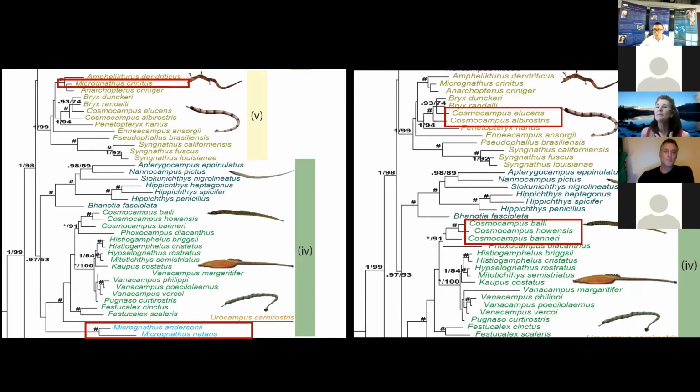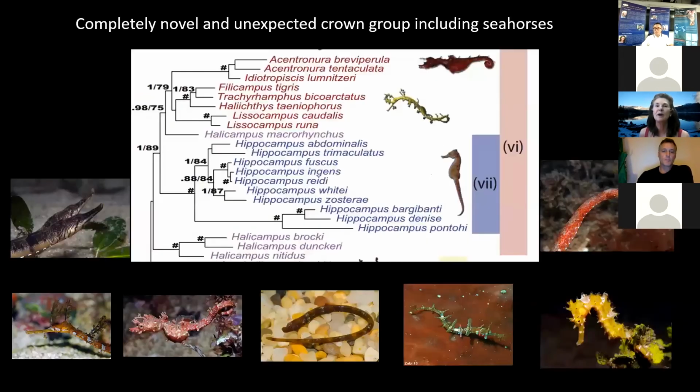But really, what we're going to focus the rest of the talk on, and the most interesting results, came from this crown group. Because of this dense taxon sampling, we were able to identify a completely novel and unexpected crown group of relationships that included the seahorses and the Pacific pygmy pipehorses in this crown group, but those pipehorses did not come out as sister to seahorses.